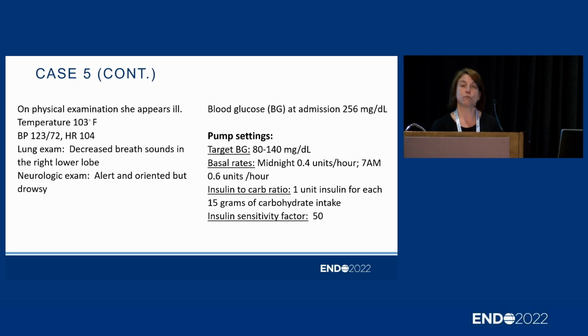Again, she looks very ill when we evaluate her. Her vital signs are there on the slide. Her lung exam showed decreased breath sounds. Her neurologic exam shows that she's alert and oriented, but she's very drowsy. Her admission glucose is 256. She's able to tell us what her pump settings are. Her target glucose is between 80 to 140. She has 2 basal rate settings: at midnight 0.4 units per hour, and then it changes at 7 a.m. to 0.6 units an hour. She uses an insulin to carb ratio, 1 unit for every 15 grams of carbohydrates, and her insulin sensitivity factor is 50.